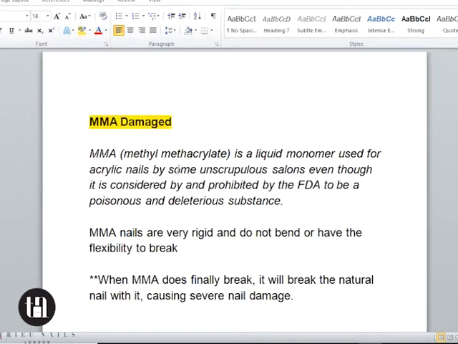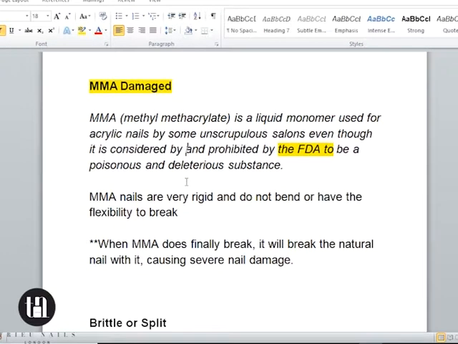So, methacrylate. It's the liquid monomer used for acrylic nails by some unscrupulous salons. It's actually banned and prohibited by the FDA. So most nail salons should not be using this, purely because it's an ingredient that's very strong in terms of combining and reacting to the acrylic powder, but for your nail plate, it's believed to be too strong and actually quite damaging.